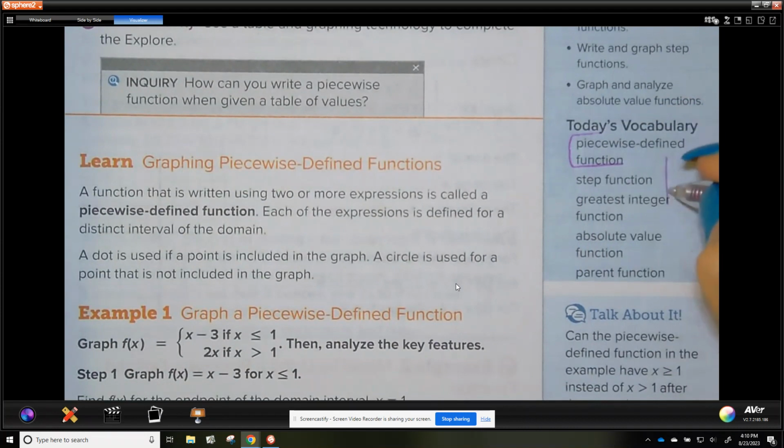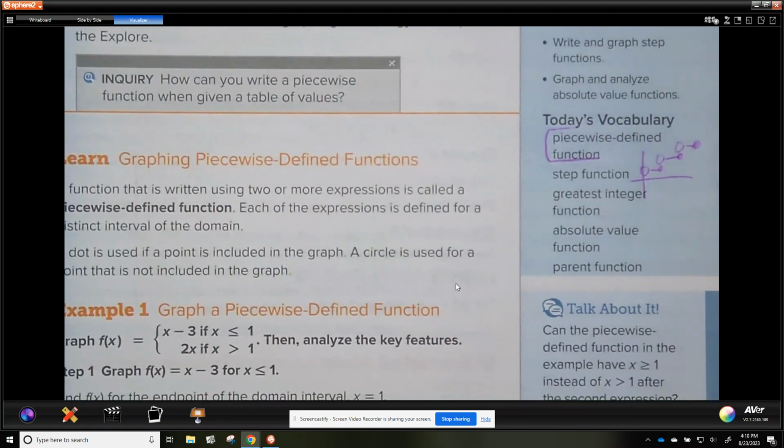A step function is the most popular, and remember, we may have an open dot, closed dot, open dot, closed dot, open dot, closed dot. And it looks like a bunch of steps. Now, if I drew a vertical line, it only goes through the closed dot. So it still is a function because this open dot means it doesn't exist right there. So there's not two dots.